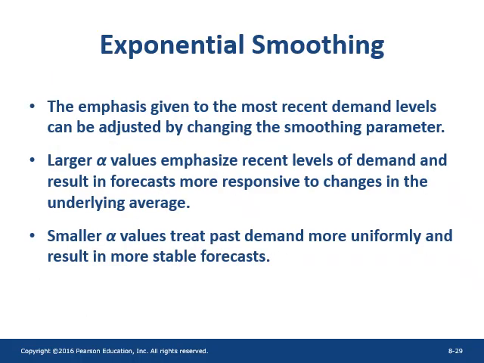So just some information about exponential smoothing before we look at an example. Essentially what happens is with large values for alpha, we give a lot of emphasis to recent demand, and the emphasis we give to past demand becomes much smaller very quickly. Small values of alpha treat past demand more uniformly and give less weight to the more recent periods.